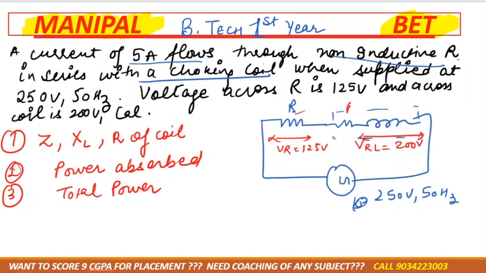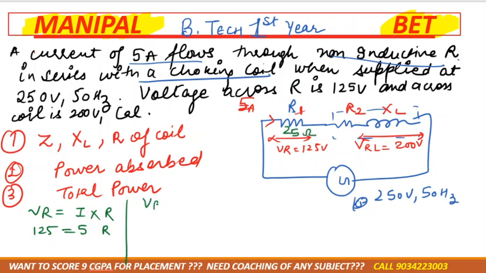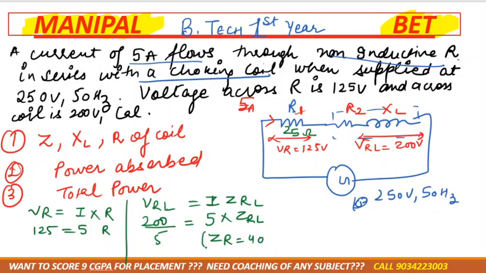So we need to calculate this R, this R. Let us consider this one to be R1, R2 and XL. So tell me, how can we do this? We know the formula VR is equal to I into R. I is 5, VR is 125, so R would be 125 by 5, that would be 25 ohm, right? So we get this resistance. Similarly, VRL is equal to I into ZRL. VRL is 200 volt, I is 5 ampere, so ZRL is 40 ohm.